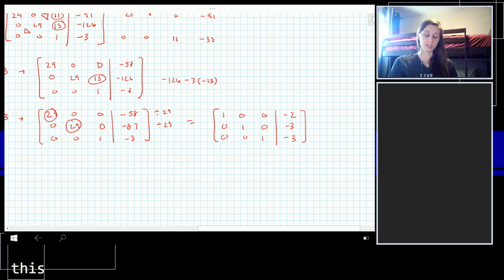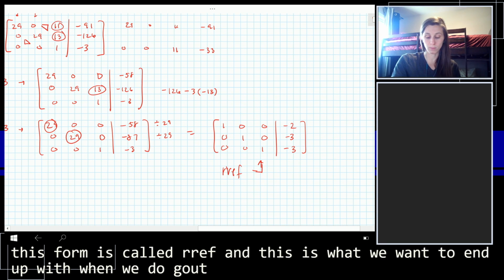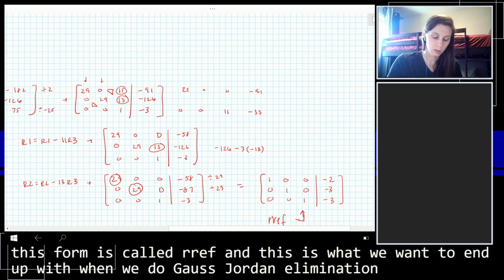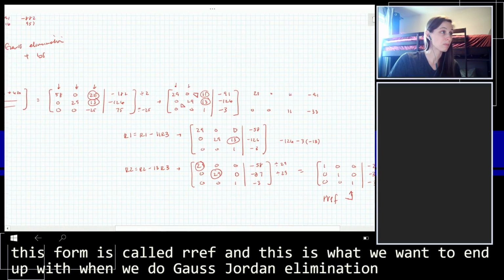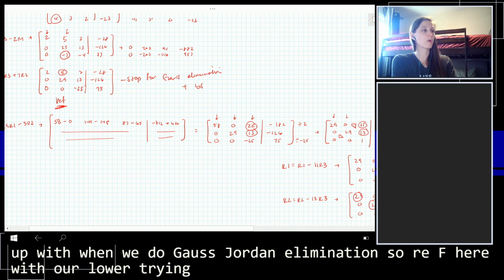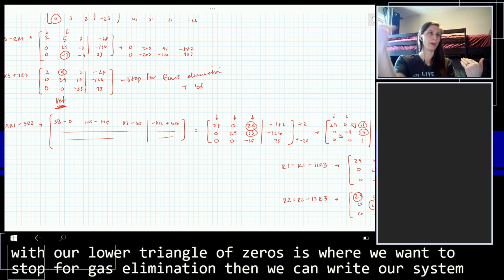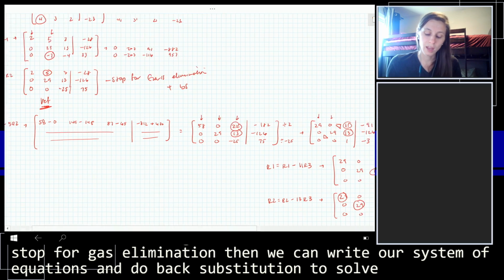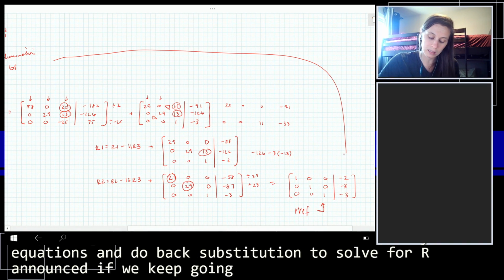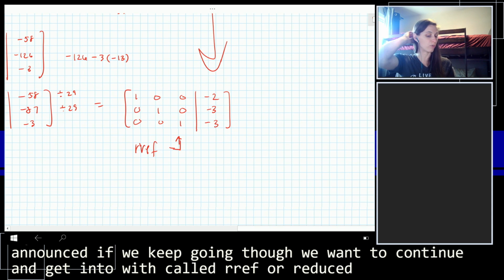This form is called RREF. This is what we want to end up with when we do Gauss-Jordan elimination. REF here, with our lower triangle of zeros, is where we want to stop for Gauss elimination. Then we can write our system of equations and do back substitution to solve for our unknowns. If we keep going though, we want to continue and get into what's called RREF, or reduced row echelon form.